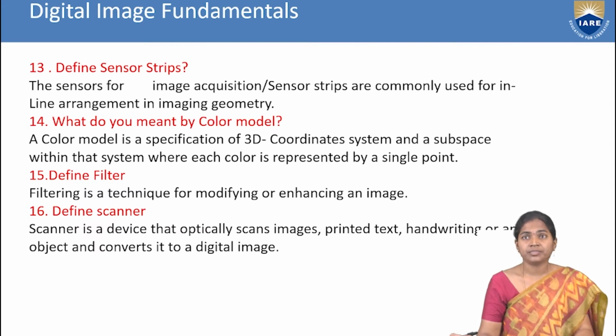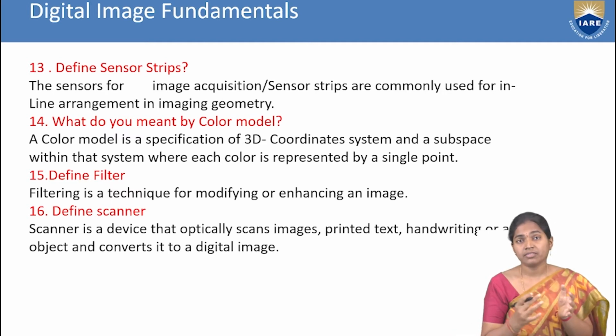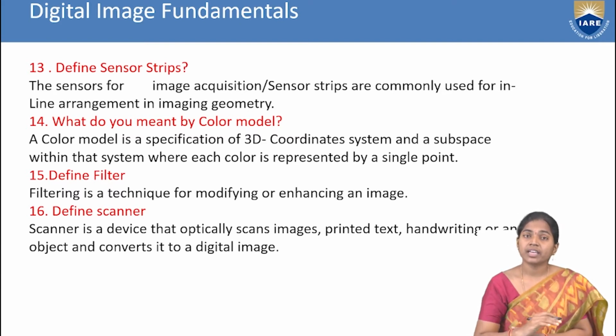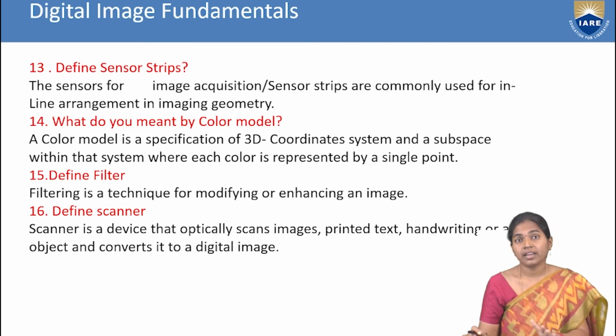Next, scanner. A scanner is a device that optically scans an image. In this also, it converts light energy. If you place a printed paper and scan it, the light moves vertically and horizontally and scans the entire paper. Afterwards it gives the electrical output.